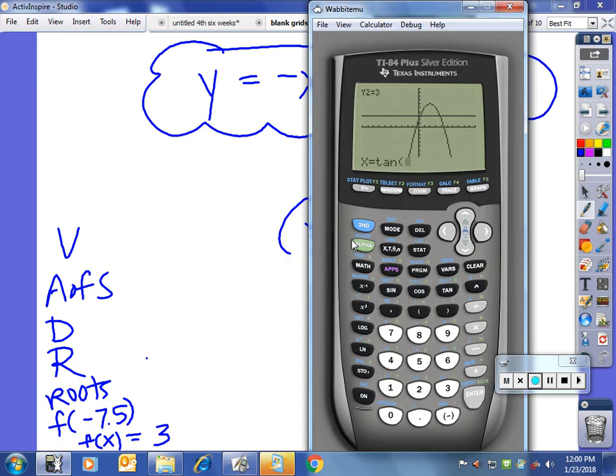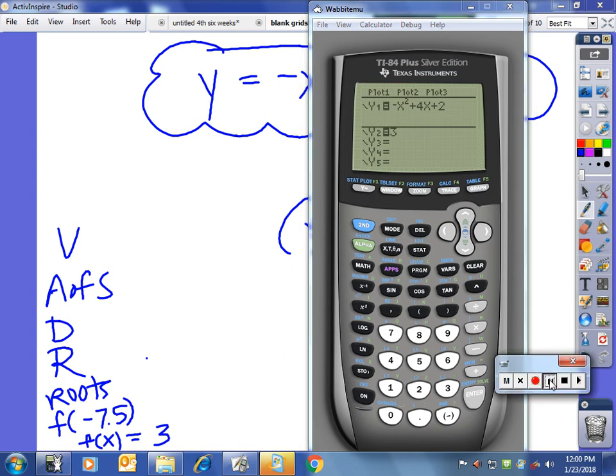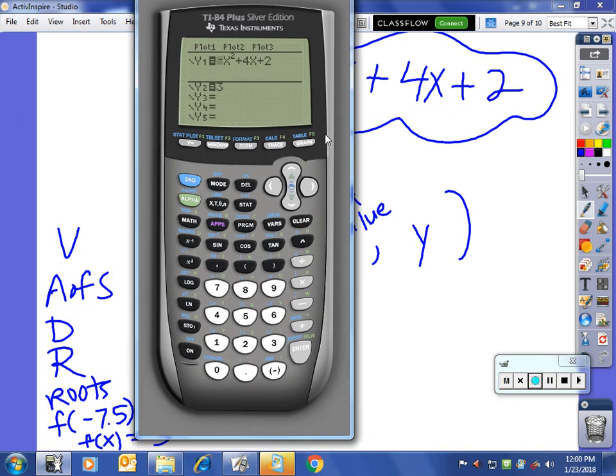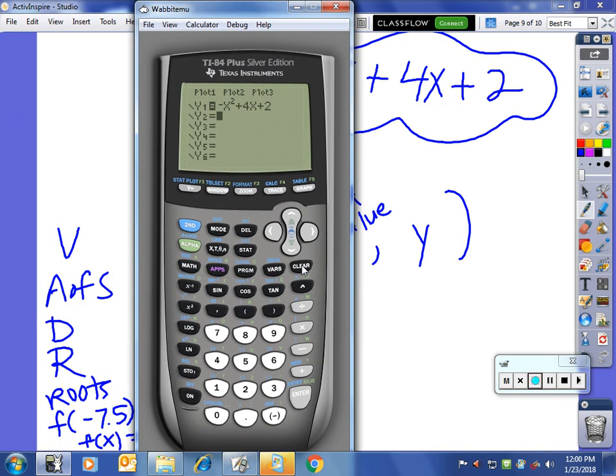We've already got the equation in there. Whoopsie. Shayla, up, up, up. Okay, so here is our function. Y equals negative x squared plus 4x plus 2. If you look at the calculate key, everybody go to calculate with me. What's one of the things it can calculate for us?